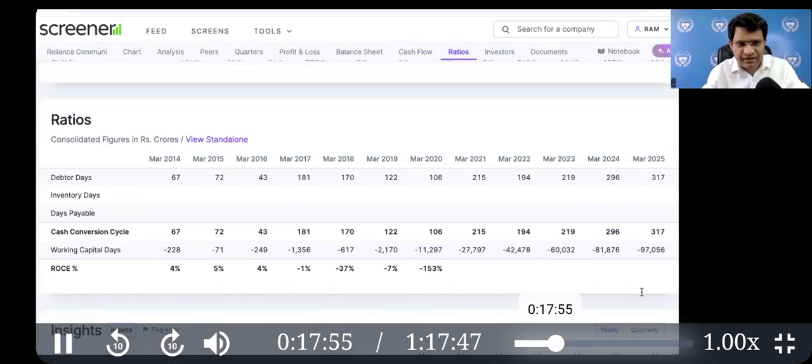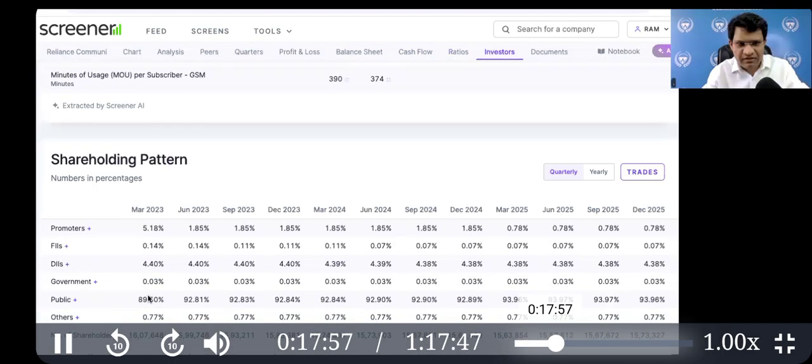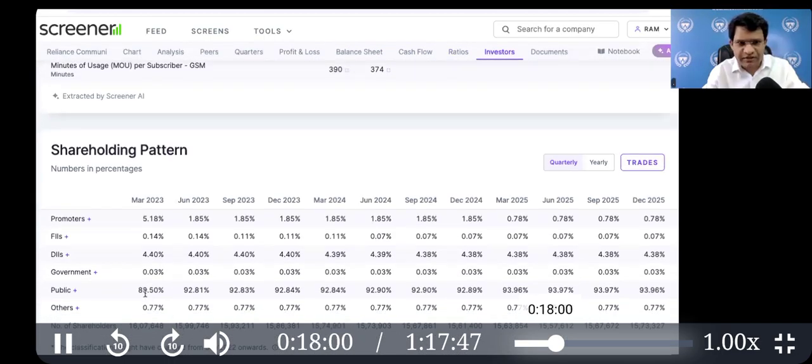Where is that? So the public shareholding is 93%. Even when it was down, it was significantly low.